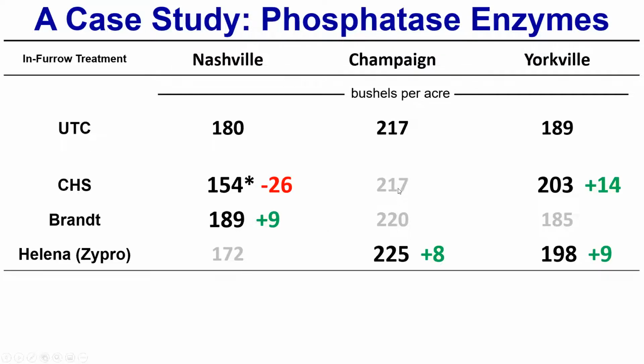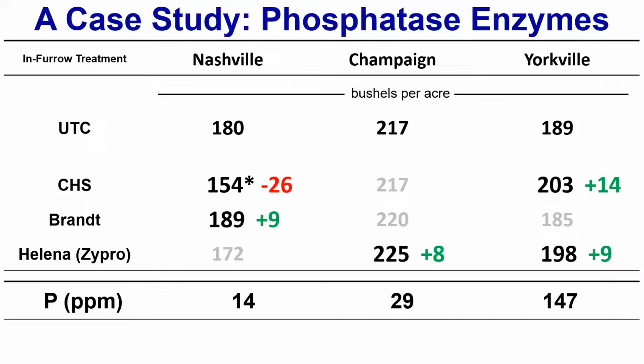And I look at Champaign, right? These 2 were neutral. And I put this enzyme, it was 8 bushels. And in Yorkville, the highest organic matter site, right? I got 14 bushels from putting this enzyme in furrow. So this is part of the challenge of biologicals. Sometimes they work, sometimes they don't. Sometimes it's product A and sometimes it's product B. What's going on there? Can we maybe hone in on that? And we're starting to.